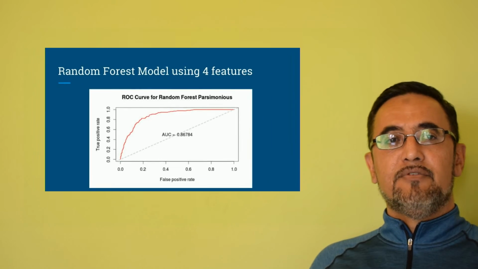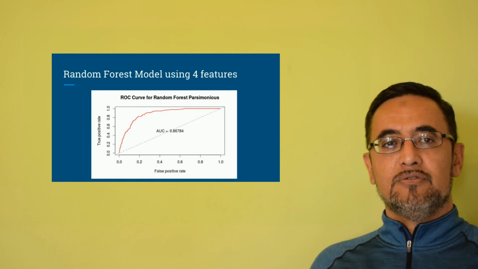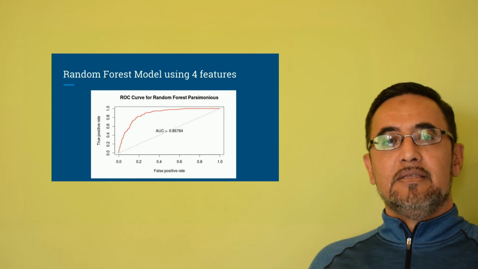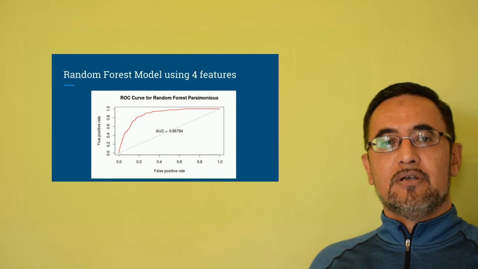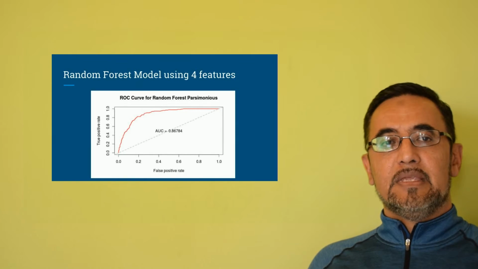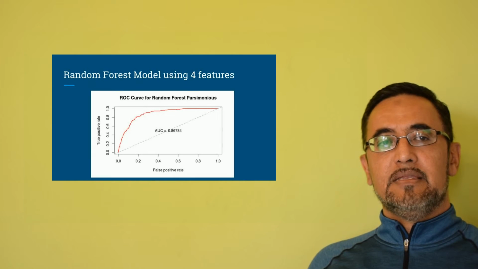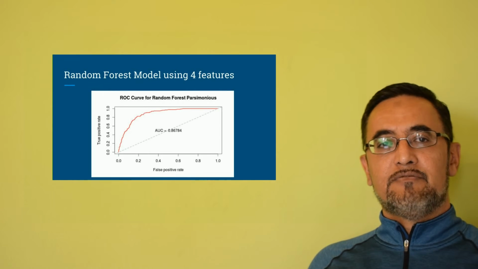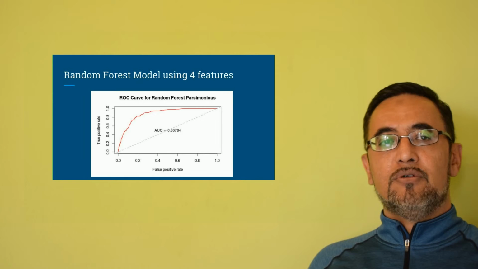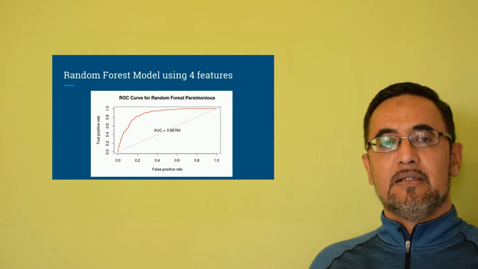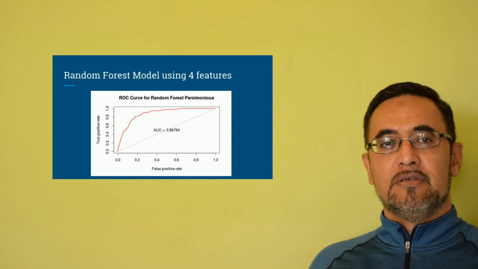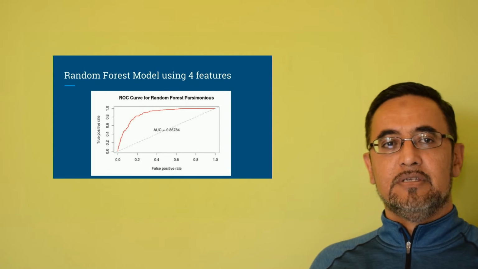Here's a receiver operating curve of the random forest model using the four features. The diagonal line going across, if the red line lay along that line, this would mean that our model is the same as flipping a coin. The more to the left and the more up the red line goes, the better the model. This is a pretty good model based on the appearance of the red line on the ROC curve.